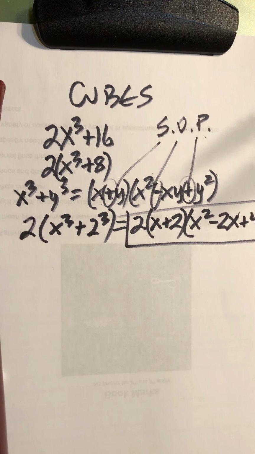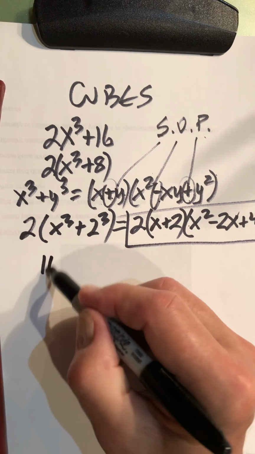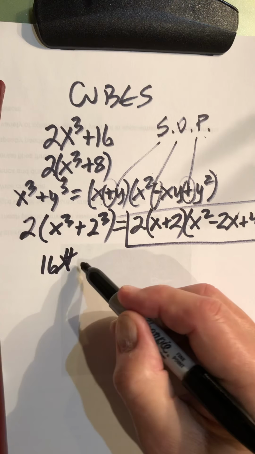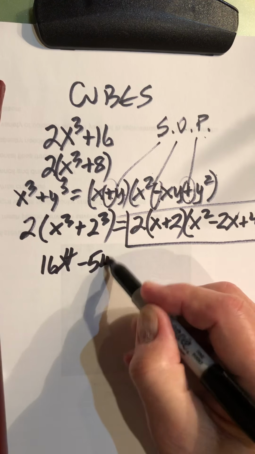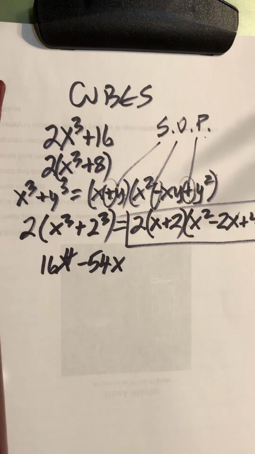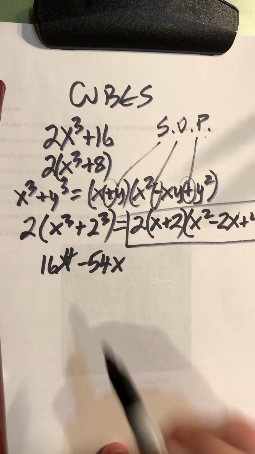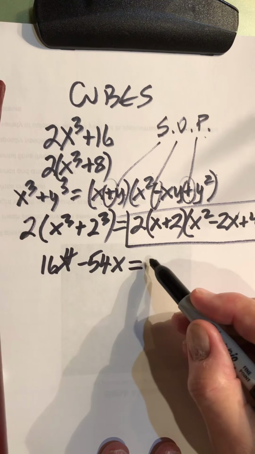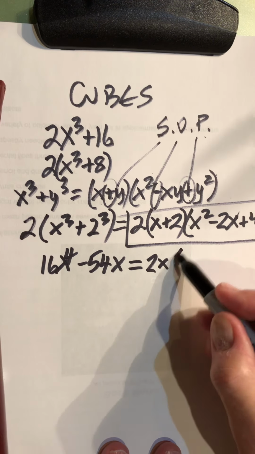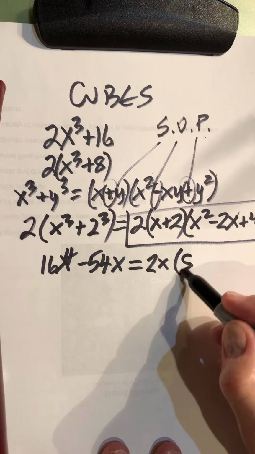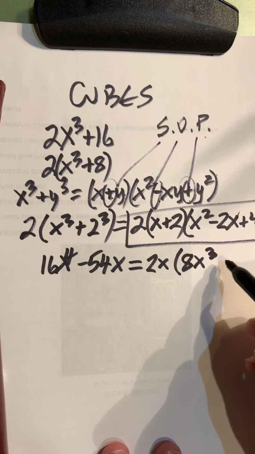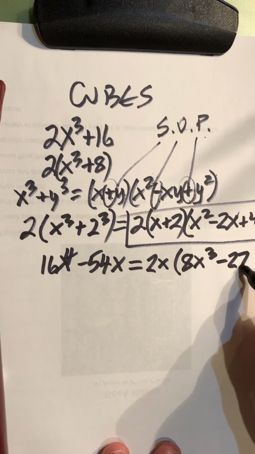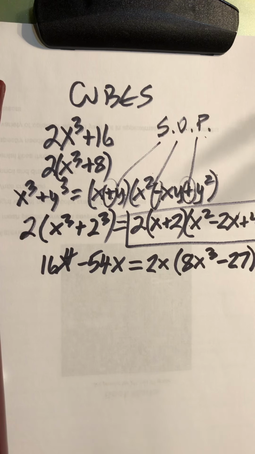Okay, let's take another one. Let's do 16x to the 4th minus 54x. Oh, well, here's what I noticed right off. They're both even again, and they both have x in them. So I can actually remove 2x. And what do I get? 8x cubed minus 27. Okay, I can deal with that.